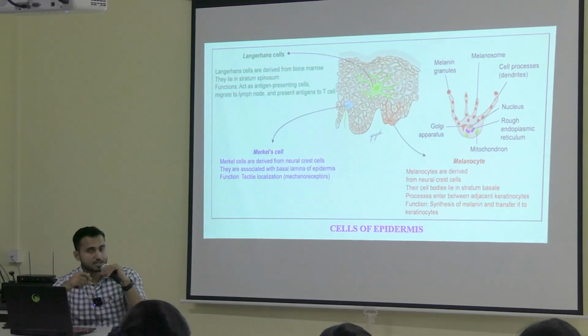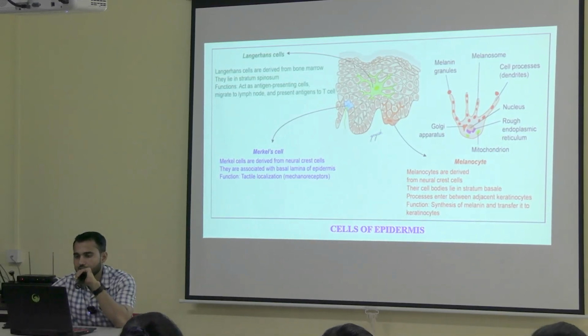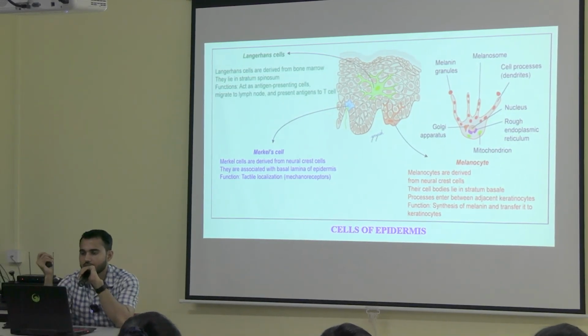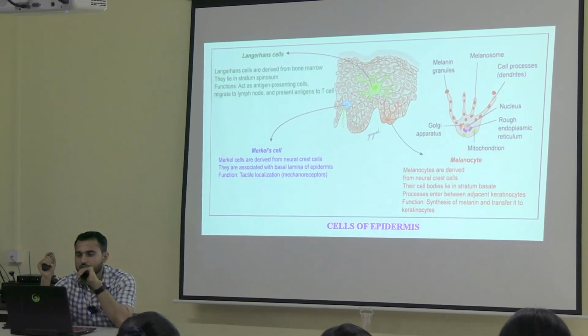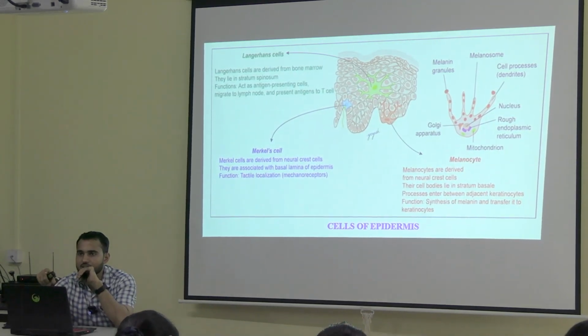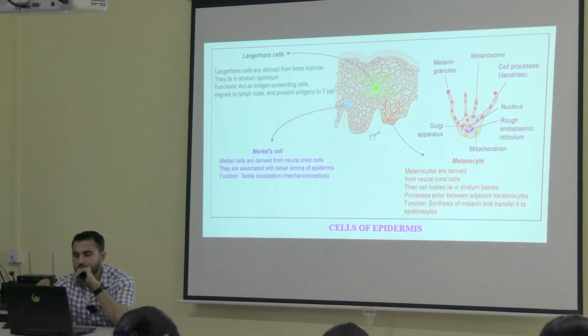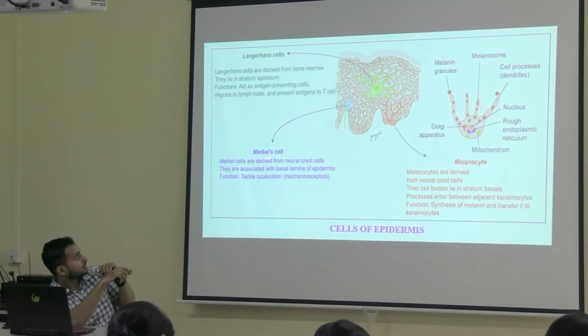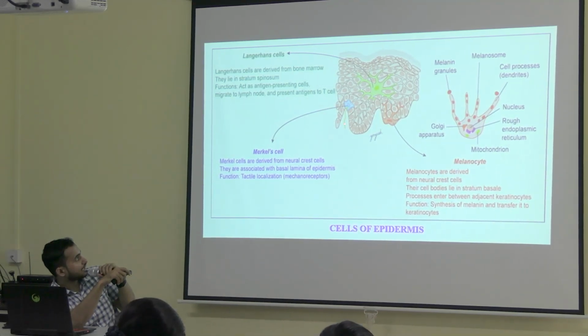Next, other types of cells are also present. For example, Langerhans cells. You can see the shape of the Langerhans cells. They are derived from bone marrow, and their main function is as antigen presenting cells. Then you can see the Merkel cells, where mechanoreceptors are attached.